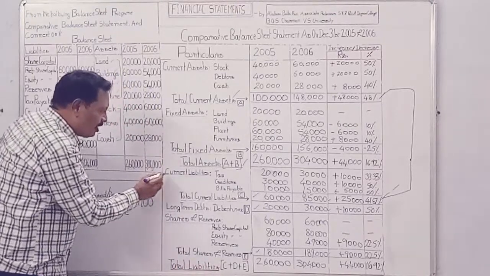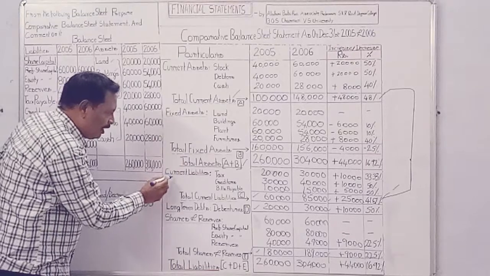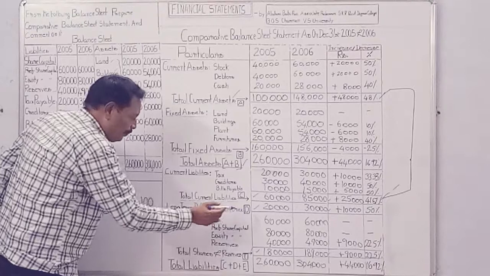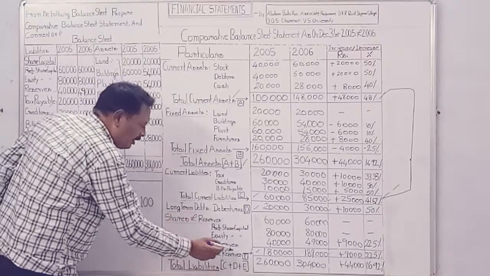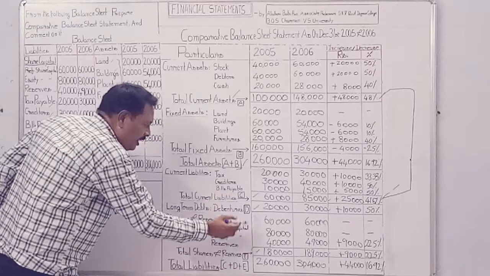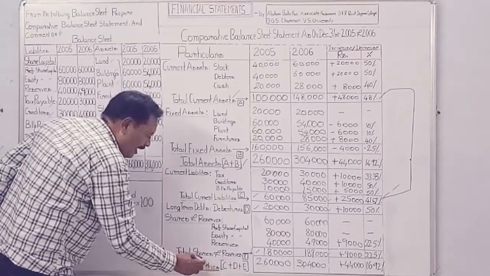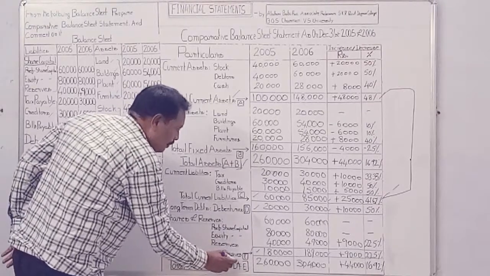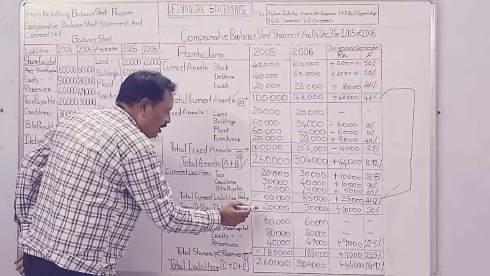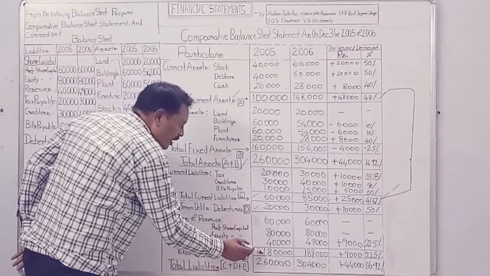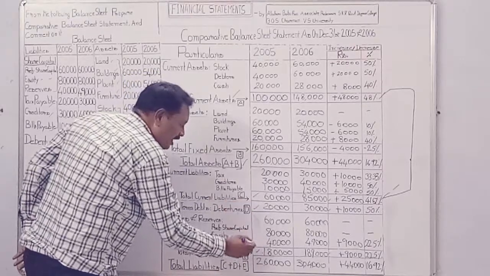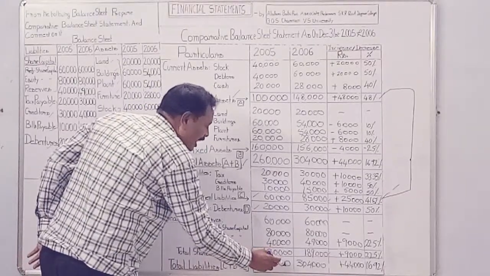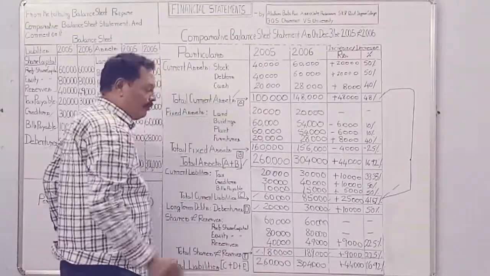Liabilities are starting from here. Current liabilities. Total current liabilities C. Total long-term debts D. Total shares and reserves E. When you add C, D, E, these three items, you will get total liabilities. C plus D plus E. C total 60,000, D total 20,000 and E total 1,80,000. When you add these three items, you will get 2,60,000. This is the entire liabilities of 2005.